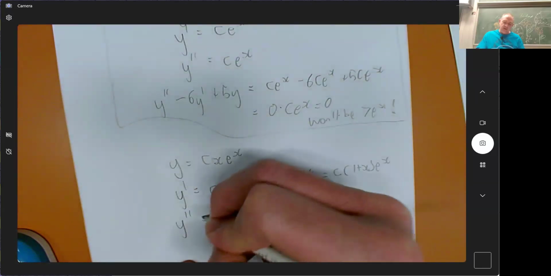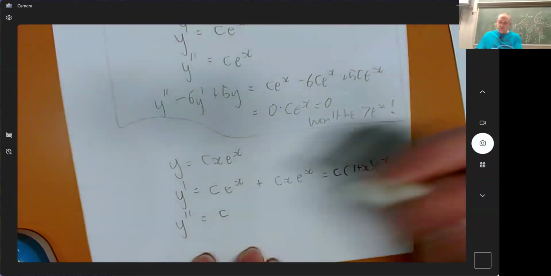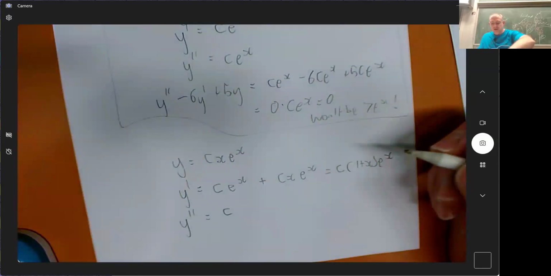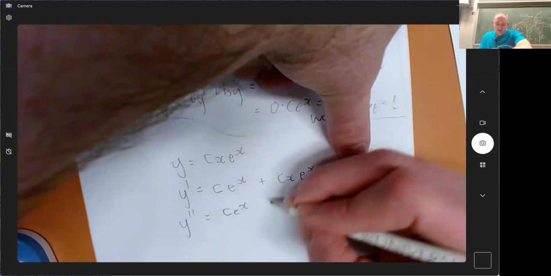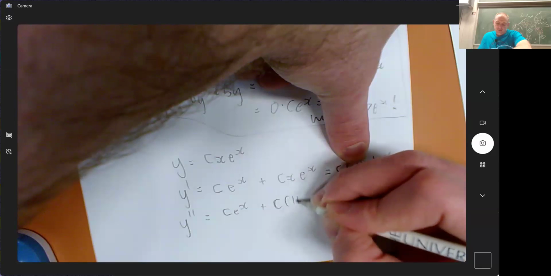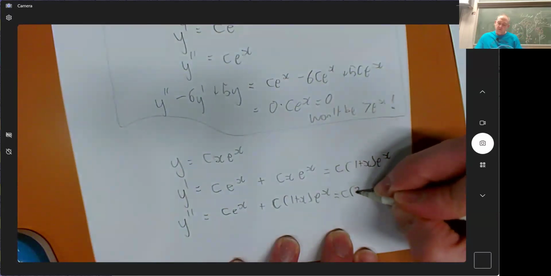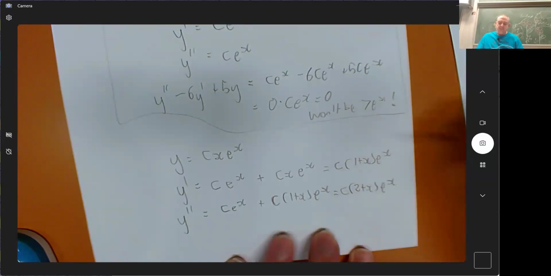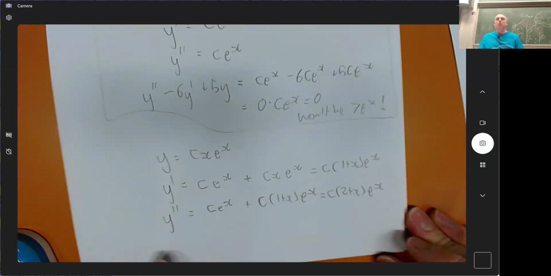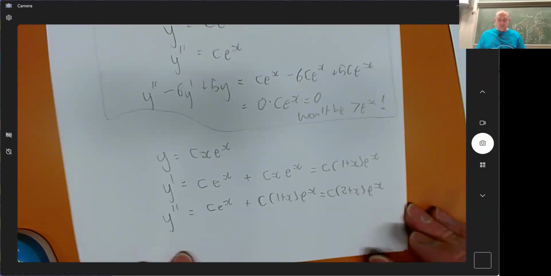And so then y double dashed is differentiate that, which is just c, and keep the e to the x, and then keep this and differentiate the e to the x. Okay, so I get c2 plus x e to the x. Cool.